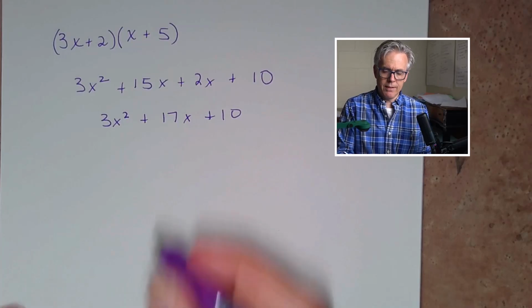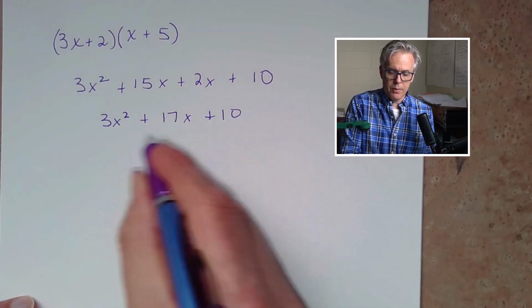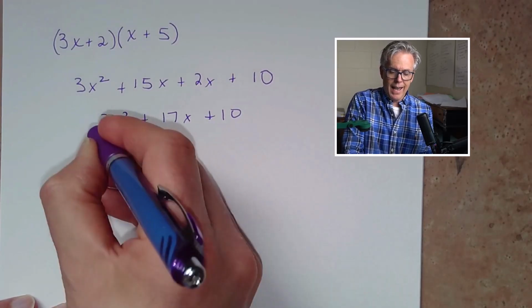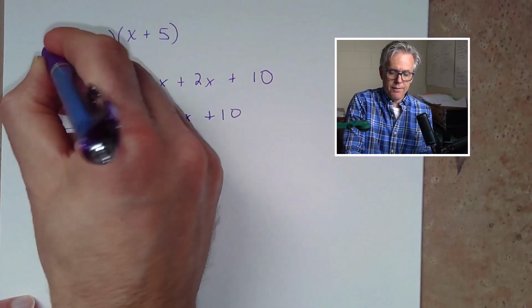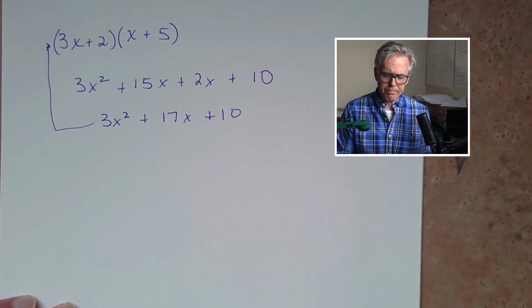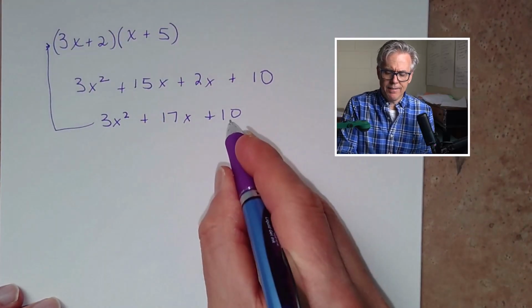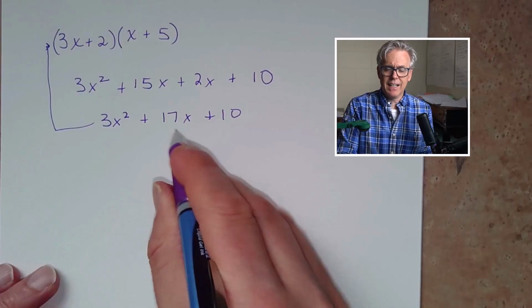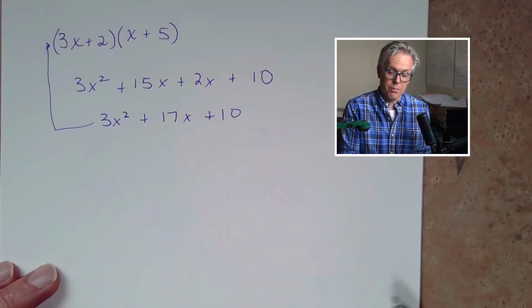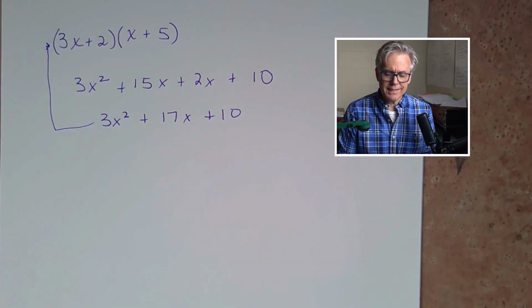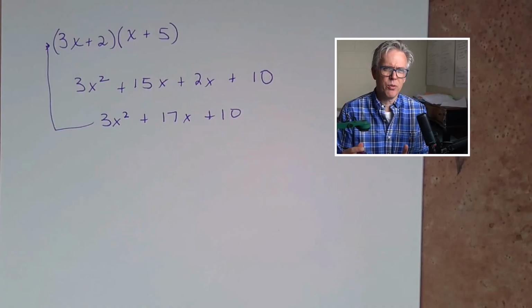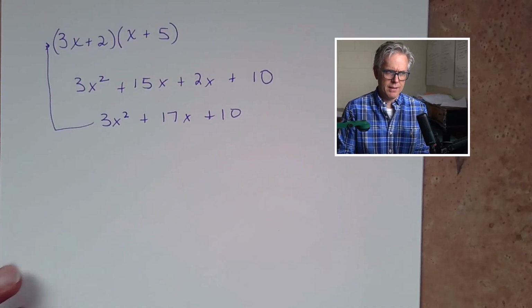Now what we're going to be given is the 3x squared plus 17x plus 10, and asked to get the factored form. And so our normal technique of finding factors of 10 to sum to 17 is not going to work because a is not 1, a is a 3. So let's unpack this technique. I'm going to show you why it works the way it does.